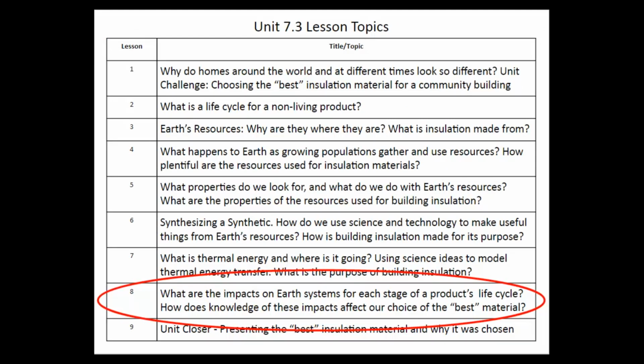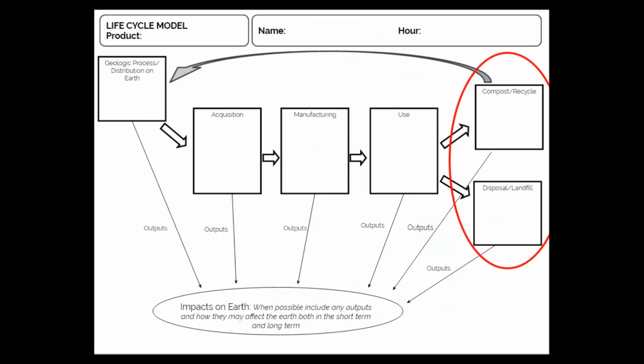Lesson 8 steps back from the details of the life cycle model to look more big picture at the effects of each stage on Earth's systems and how negative effects can be minimized. Special attention is paid to the disposal and reuse stages. The unit challenge connection in this lesson is really challenging as it asks students to consider how the entire life cycle for their insulation material might play into a decision about selecting the one best material.